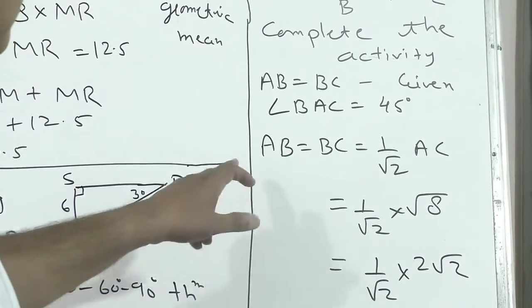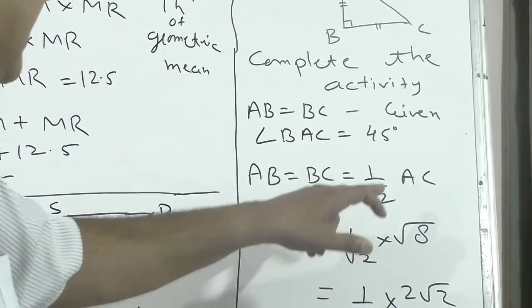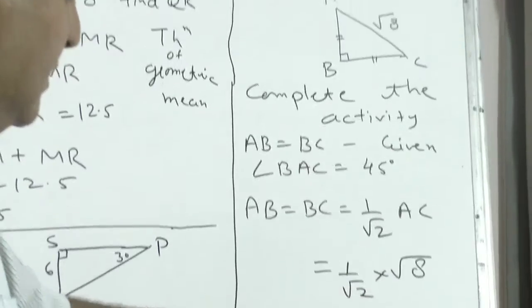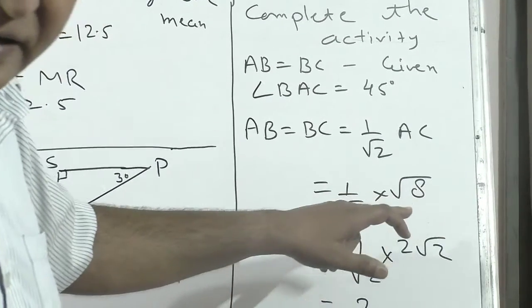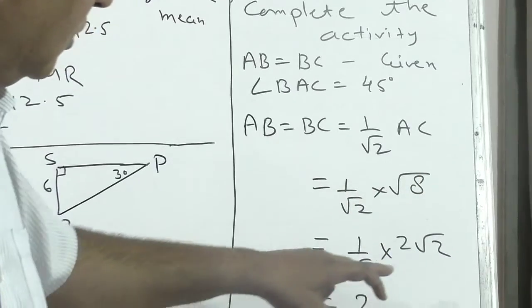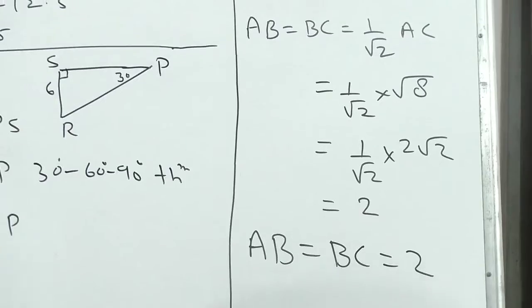So AB equals BC equals 1 upon root 2 into AC. AC is given as root 8. Root 8 is 2 root 2. 4 into 2 is 8, 4 can come out as 2. Now root 2 can cancel. Answer 2. AB equals BC equals 2. Simple sum.